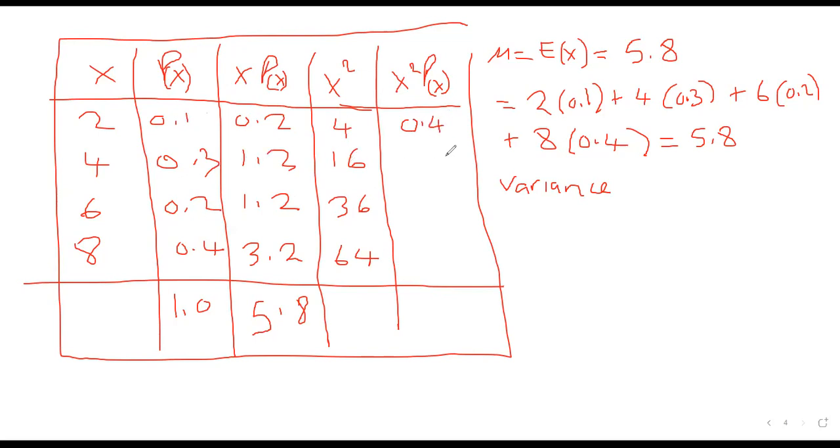16 times 0.3, what do we get? 4.8. 0.2 times 36, what do we get? 7.2. Then 0.4 times 64, what do we get? 25.6. And when you total them up, what are we getting here?